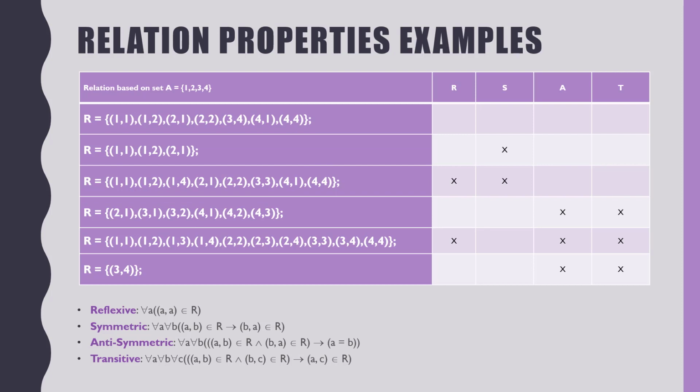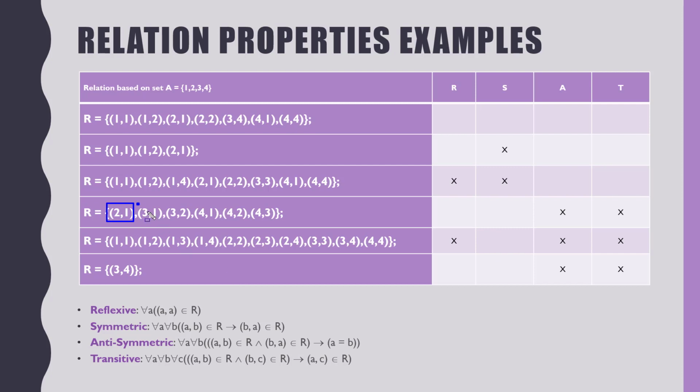Antisymmetric. These last three down here are all antisymmetric, which again means that if there's an AB and a BA, then A must equal B. Well, here's an AB, that's a 2, 1. Is there also a 1, 2? No. If there were, then these two values would have to be equal to each other, and since 2 is not equal to 1, this would not be antisymmetric. Okay? So again, there is a 2, 1. Is there a 1, 2?